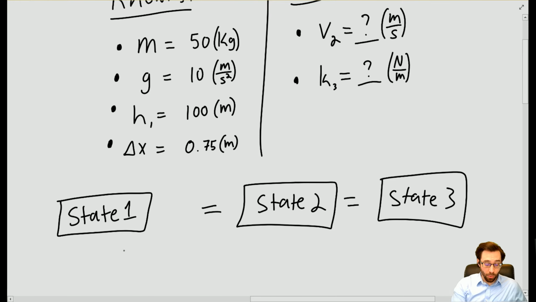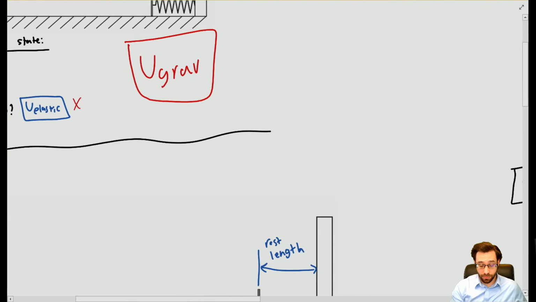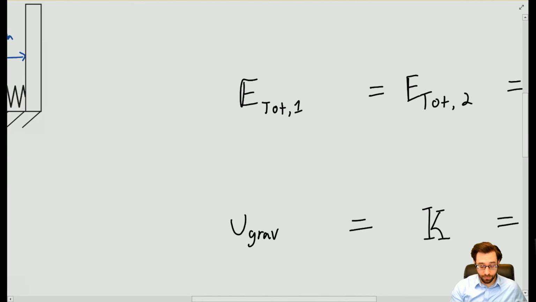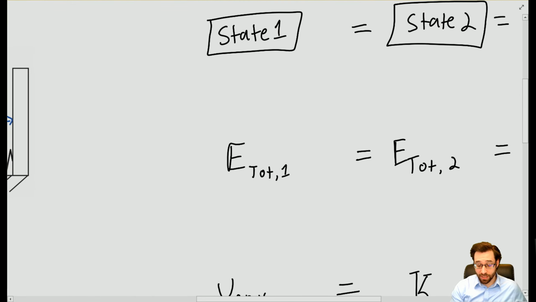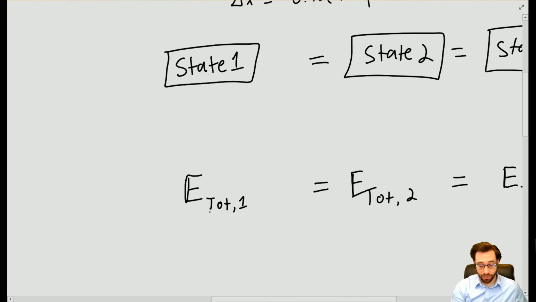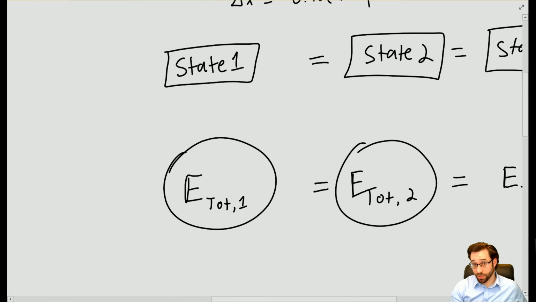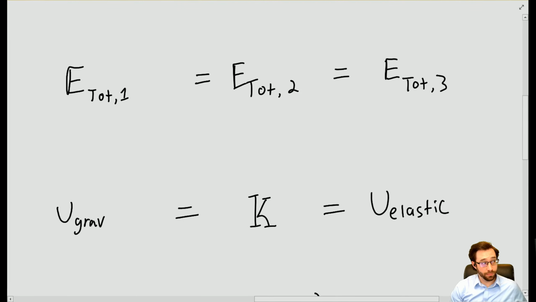So, in order to figure out the type of energy that's present at each state, we're going to look at what we did yesterday. The energy at state 1 was gravitational, so that's going to be U grav. Then the total amount of energy at state 2 is kinetic, and at state 3 it's U elastic. So state 1, state 2, state 3, they're all equal to each other. Make sense?